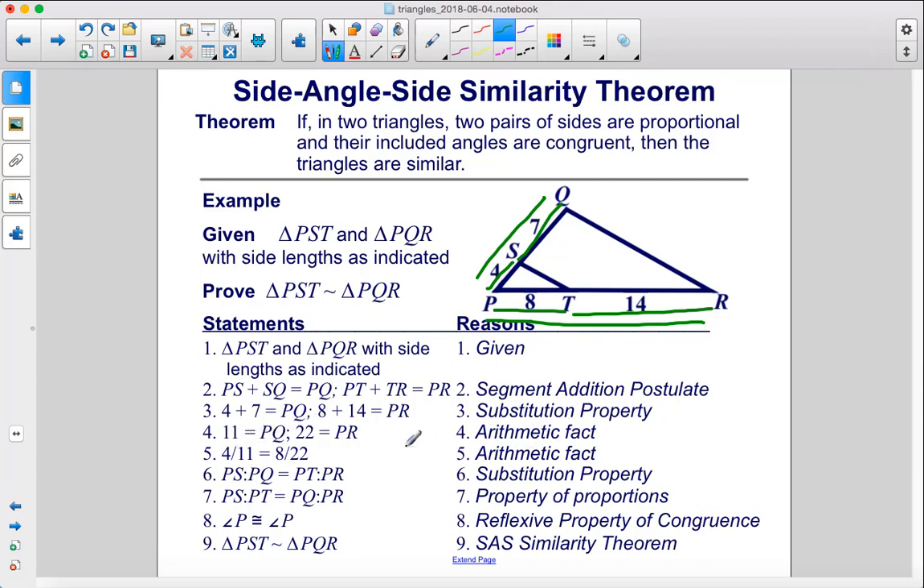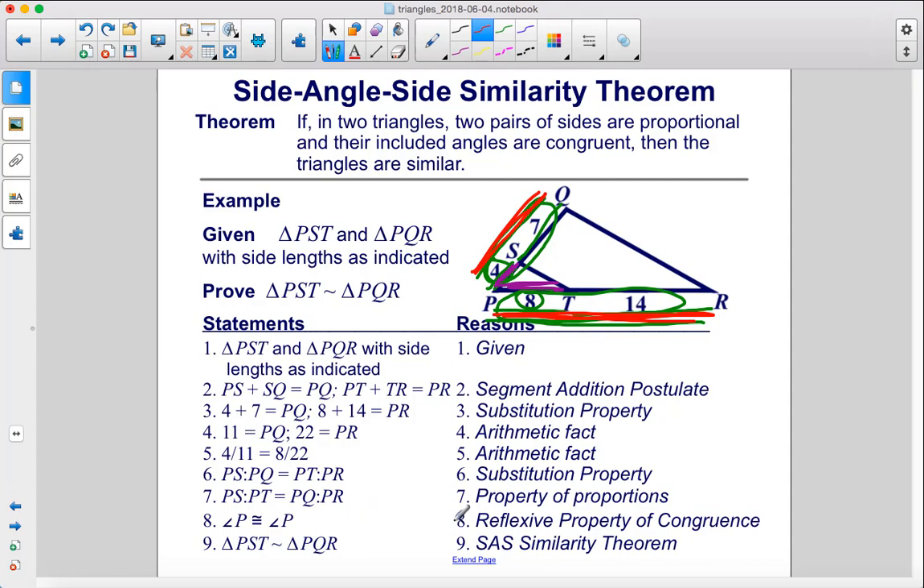And then this is another arithmetic fact that 4 over 11, which is 4 plus 7, equals 8 over 22, which is 8 plus 14. And then we can substitute back in the names for the segments as proportions here. Due to the property of proportions, we can do a little cross multiplying and rearrange them. So now we have PS is to PT, so this side here is to this side here, as PQ is to PR.